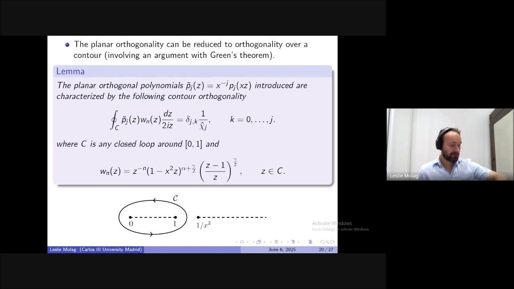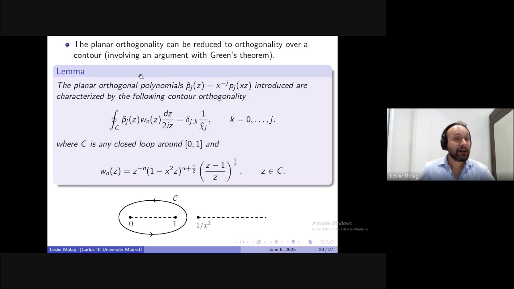Let's see how much time I have left. Yeah. So let me tell you a little bit about how we proved these results. A big step in the proof is some trick that was used in Li and Yang, and I believe also in Byun, Forrester, and Kuijlaars, which is to somehow reduce the planar orthogonality to orthogonality on a contour. In other words, the two-dimensional orthogonality becomes a one-dimensional orthogonality. So this can be proved with an argument involving Green's theorem that I'll get to in a moment.